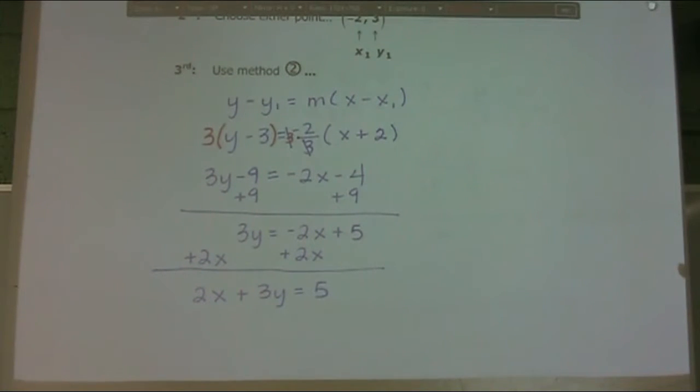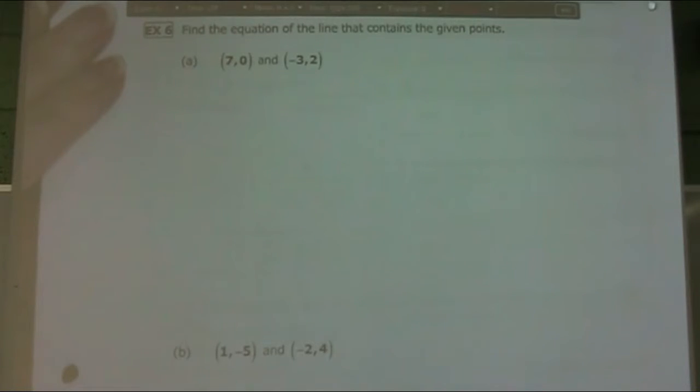All right, let's try another one. On the next page, I have find the equation of the line that contains the given points. I've got 7, 0, and -3, 2. First thing I want to do, let's label my points. So this is x1 and y1. This is x2 and y2. And I want to find my slope.